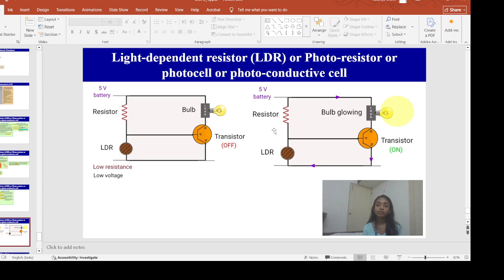And what will happen during the night time? During the night time there is no sunlight, so the resistance of the LDR is very high. We have already discussed, it is in the range of megohms. So resistance is high means the voltage across these 2 points will be high, so it will provide enough base drive to this NPN transistor. The NPN transistor will be on. Transistor on means it will act as a closed switch. Now your circuit is complete, and your bulb will easily glow on the load side.